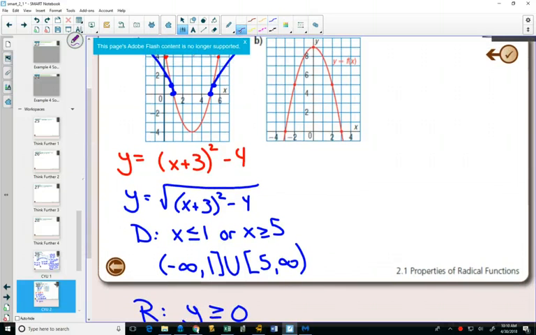Don't write this down. Can you see yourself being tempted to do this? Oh, if I had this equation, y equals the square root of x plus 3 squared minus 4, I'm going to be tempted to square root this. What is the square root of a squared? It just goes away. So that would just leave me with x plus 3. What's the square root of 4? Well, it's just 2. So maybe I'll be tempted to do this.